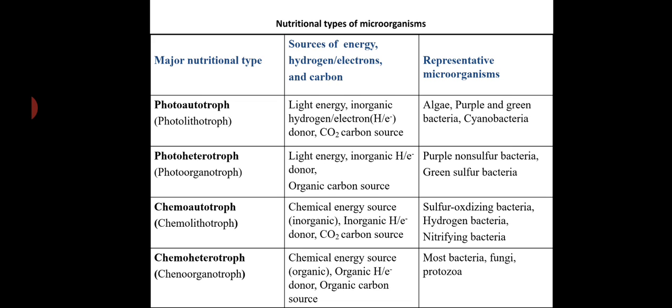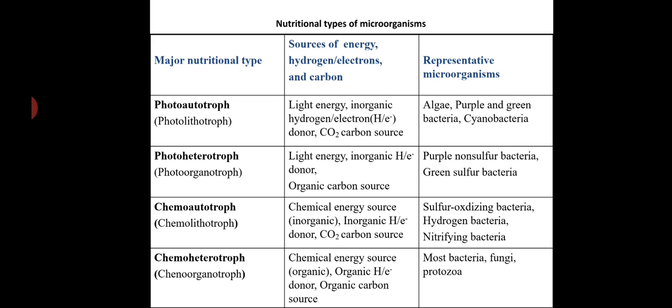The third group of nutritional types of bacteria are chemoautotrophs. They are also called chemolithotrophs. Chemo is chemical. The source of energy is chemical energy, that is from an inorganic source. The source of electrons is an inorganic hydrogen donor, and carbon dioxide is the source of carbon. Representative organisms are sulfur oxidizing bacteria, hydrogen bacteria, and nitrifying bacteria.